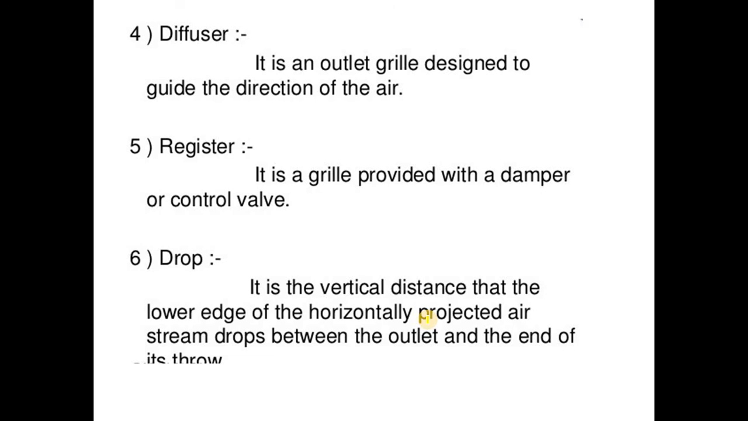Sorry, it is mostly for the outlet, meaning when the air is treated by the conditioning machines and must be supplied to the conditioned space, it passes through the diffuser. So diffusers and grills are mostly used for the outlet, and grills are generally used for the return way. Then next is the register. It is a grill provided with a damper or control valve. And the last one is drop. It is the vertical distance that the lower edge of the horizontally projected air stream drops between the outlet and the end of the throw.